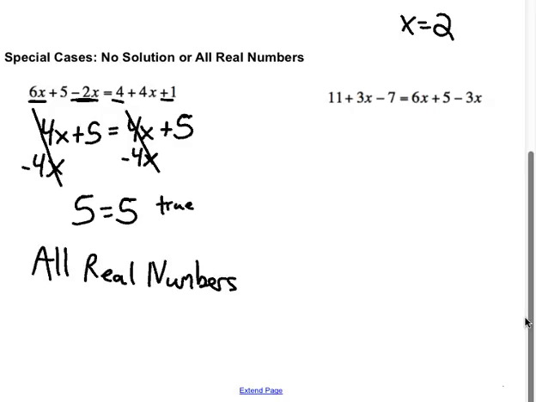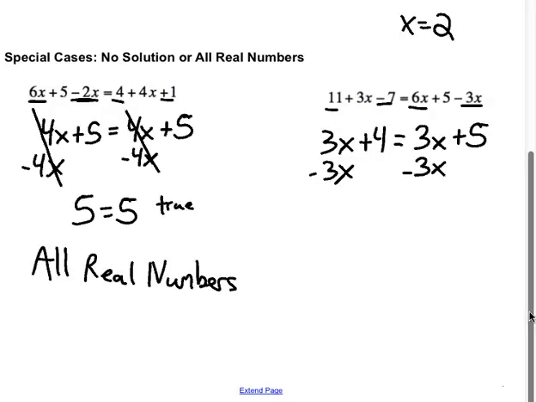All right? So over here, 11 minus 7 is going to leave me with a 4. So I combined those like terms. Then 6x minus 3x is going to leave me a 3x. So I cleaned up both sides, and now I'm going to look at getting rid of one of my variables. I see it on both sides, so let's subtract it off. Well, just like last time, it canceled off of both sides simultaneously.